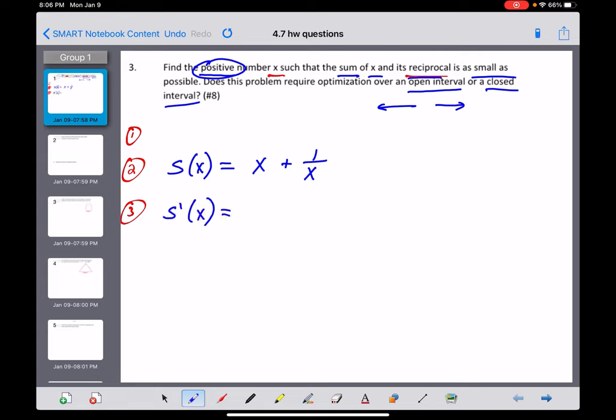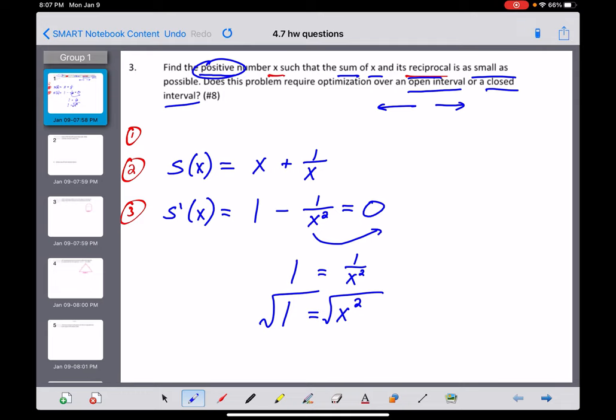S prime of x is going to equal 1, and then the derivative of 1 over x, which is x to the negative first power, is negative 1, x to the negative second. So minus 1, and then that becomes an x squared on the bottom of that fraction. We'll take that derivative, set it equal to 0, and solve. So I'm going to bring this term over to the right and get 1 is equal to 1 over x squared. I'll reciprocate both sides. Well, the reciprocal of 1 is still just 1, and the reciprocal of 1 over x squared is just x squared.